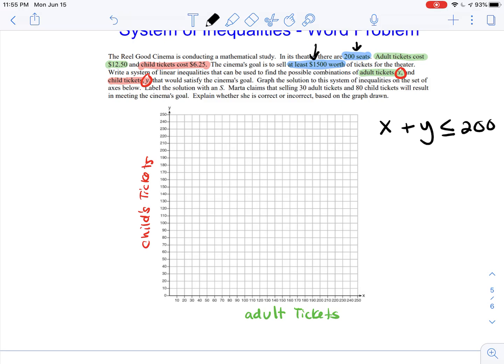So the other equation we have to worry about is the $1,500, at least $1,500 worth of tickets. So we need to sell at least that. That means whatever we sell should be greater than or equal to that amount. How do we find the amount? Well, we have to add up the money we make from adult tickets. So $12.50 times X is what we make from adult tickets, plus $6.25 times child tickets. And all of that has to be greater than or equal to 1,500. So those are the two inequalities that we are working with here. These would help us identify what satisfies the cinema's goal.